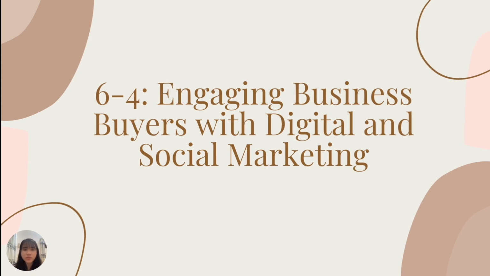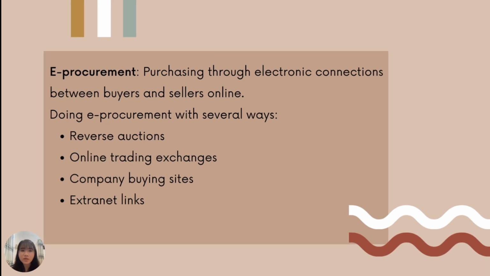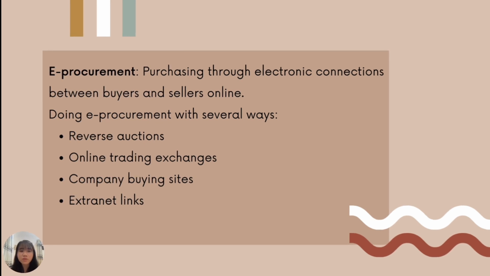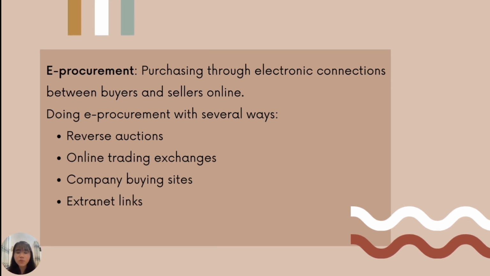As you know, business marketers play important roles in connecting with customers online to share marketing information, sell products and services, as well as provide customer support services and maintain ongoing customer relationships. E-procurement is purchasing through electronic connections between buyers and sellers online. There are several ways companies can do e-procurement. They can conduct reverse auctions, purchase requests online, and invite suppliers to bid for the business, or engage in online trading exchanges. Companies also can conduct e-procurement by setting up their own company sites, especially extranet links.